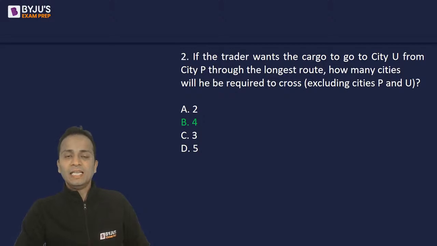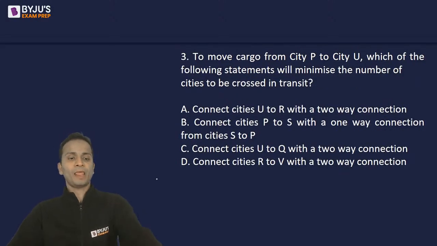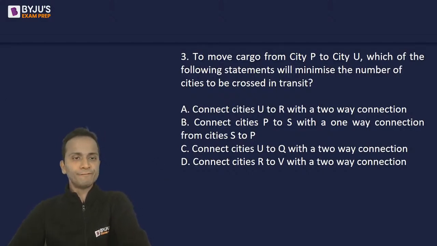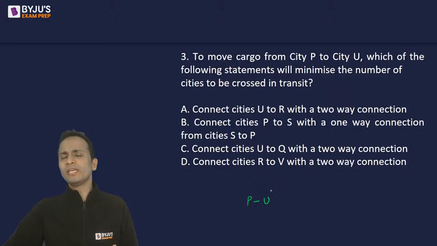All right, let's move on and look at the third question. Now read it very carefully. Now to move cargo from P to U, what we have done in the previous question, which of the following statements will minimize the number of cities to be crossed in transit? Basically what they are doing is altering the routes between P and U. Earlier we have seen that there is only one route between P and U. Now what will we do to minimize the number of cities to be crossed in transit?